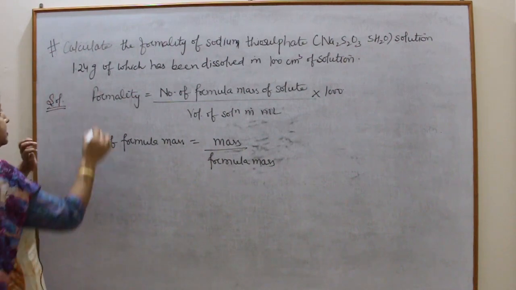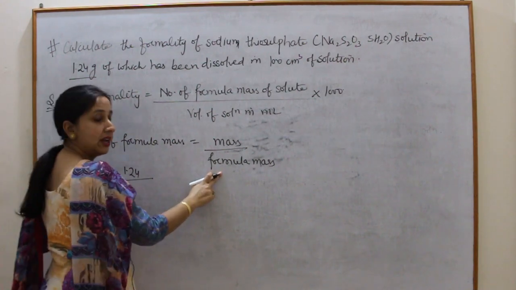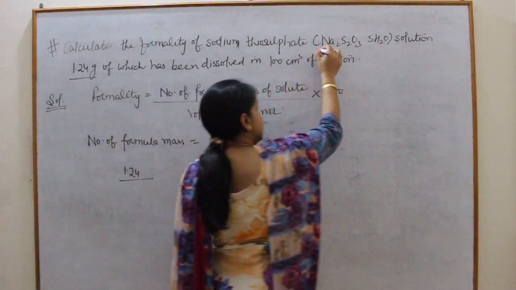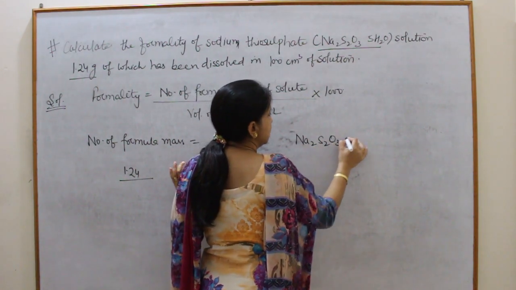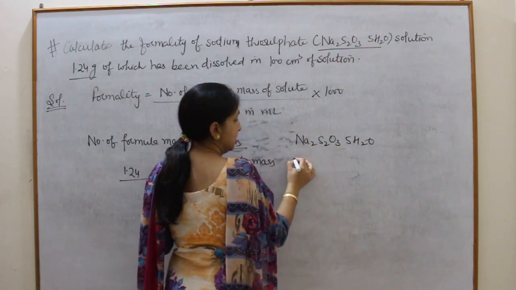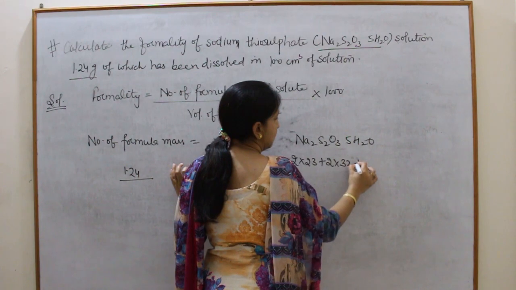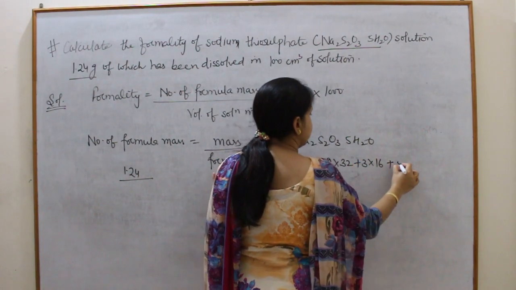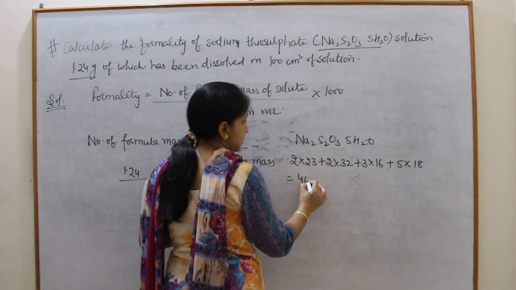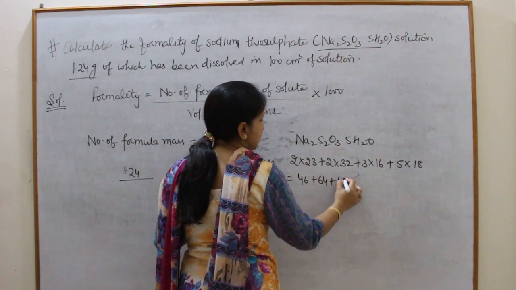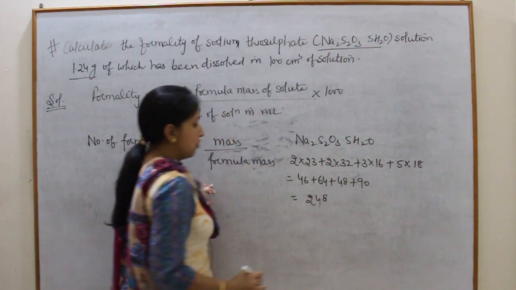So mass is given, 1.24 divided by formula mass. So we can calculate the formula mass of the sodium thiosulfate. 1 sodium 23 plus 2 sulfur 32 plus 3 into 16 plus 5, 1 mole of water is equal to 18 gram. So 46 plus 64 plus 48 plus 90. So it will be 248.